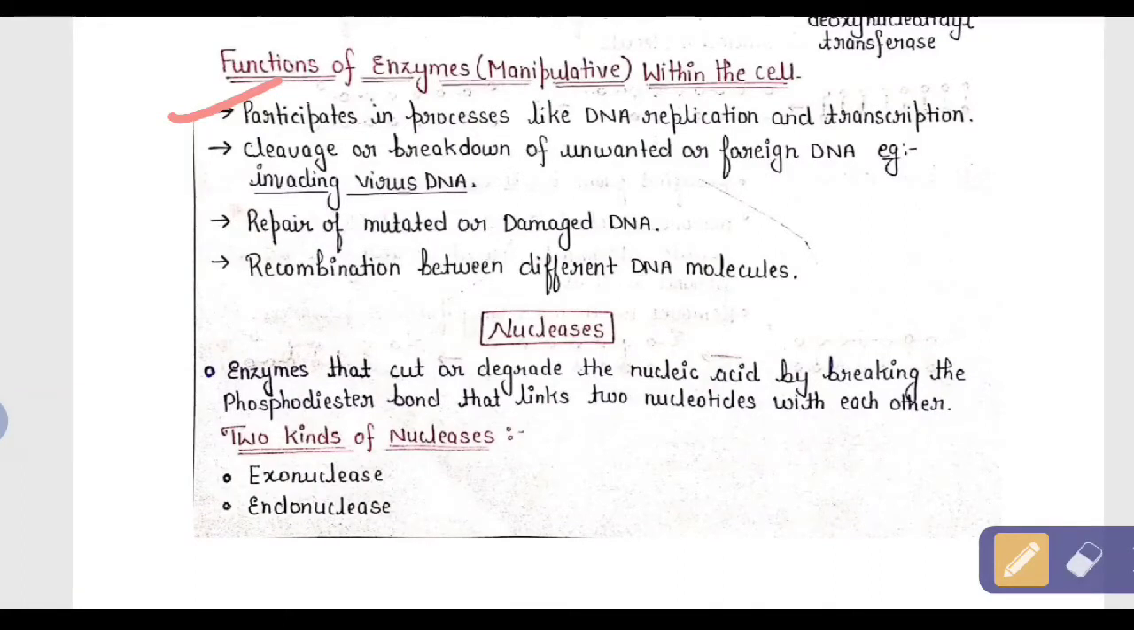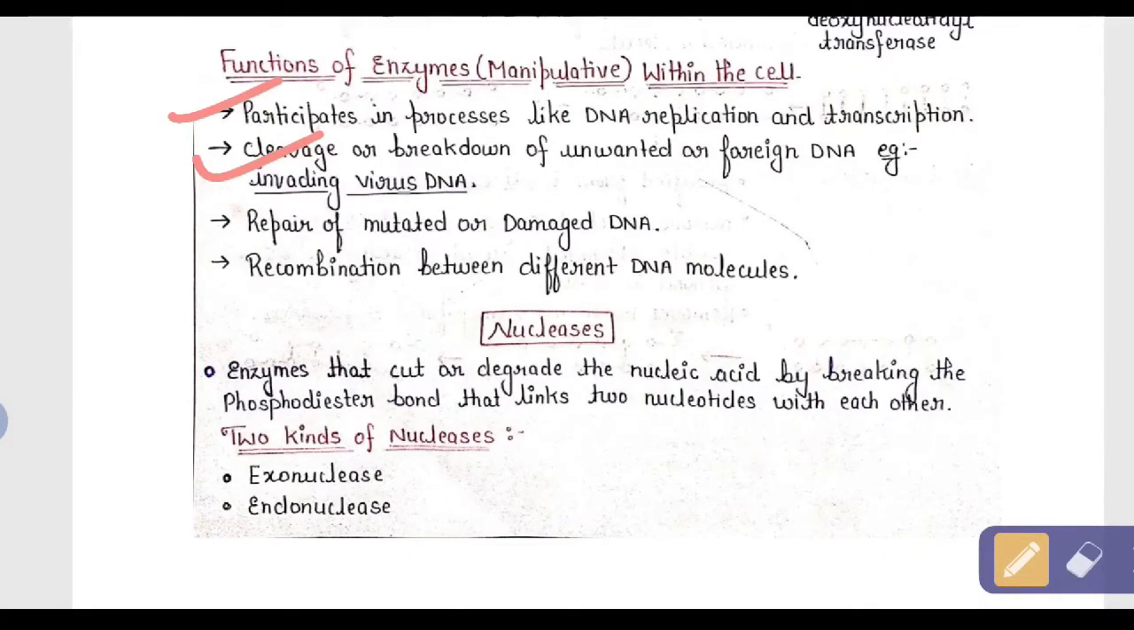So these are the enzymes involved in these kinds of processes. Then we have certain enzymes which are involved in cleavage and breakdown of the unwanted foreign DNA, like the invading virus DNA. Certain bacteria synthesize these enzymes, and the role of these enzymes is to degrade the invading DNA of the viruses so that they can protect the bacterial cell from these viral attacks.